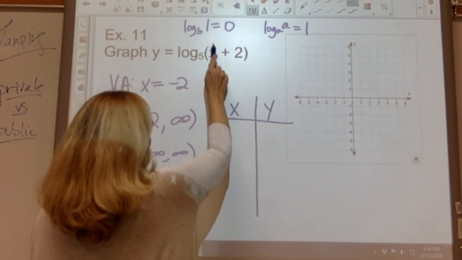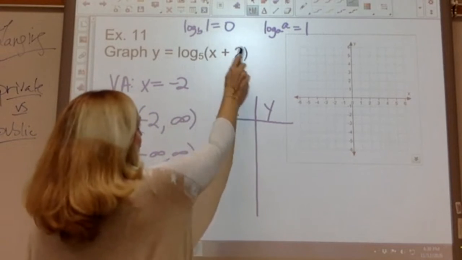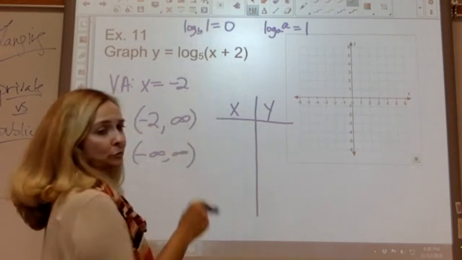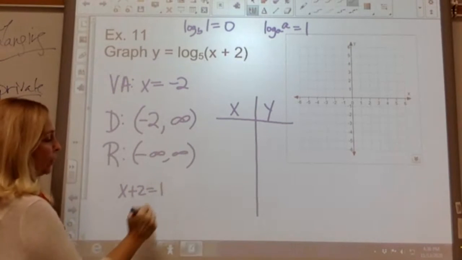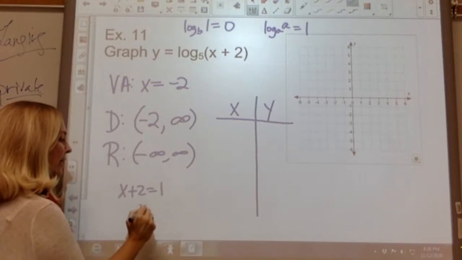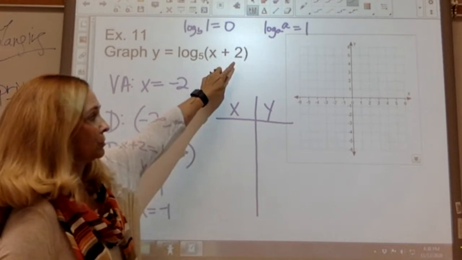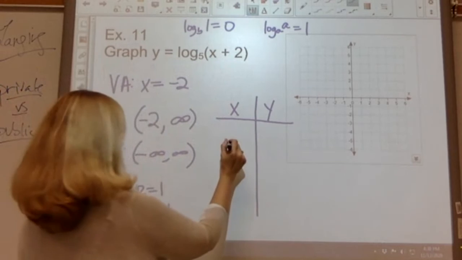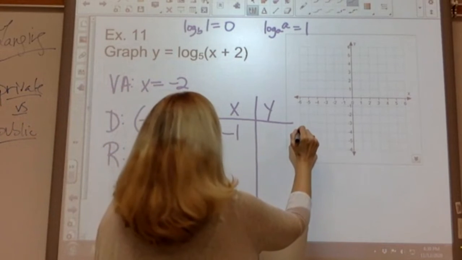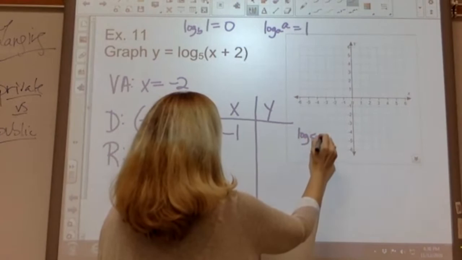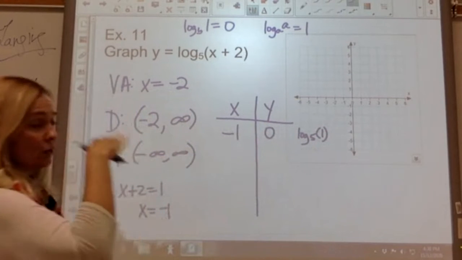All right, so this has a base of 5. What would it take for x to make this whole parentheses equal 1? What would x have to be if I wanted this whole parentheses, x plus 2, to equal positive 1? Well, I could say x plus 2, I want that to equal 1. And I subtract 2, I get x equals negative 1. So if x were negative 1, negative 1 plus 2 would be 1. So I'm going to let x equal negative 1. Then that gives me log base 5 of 1, and I know that that is 0. Log of 1 is always 0.